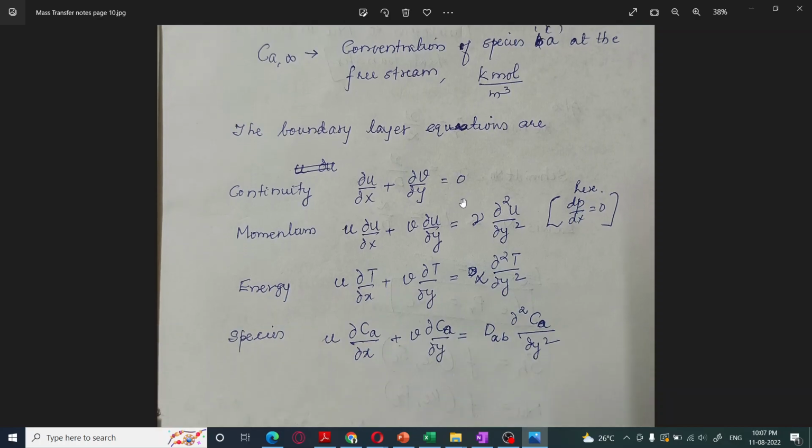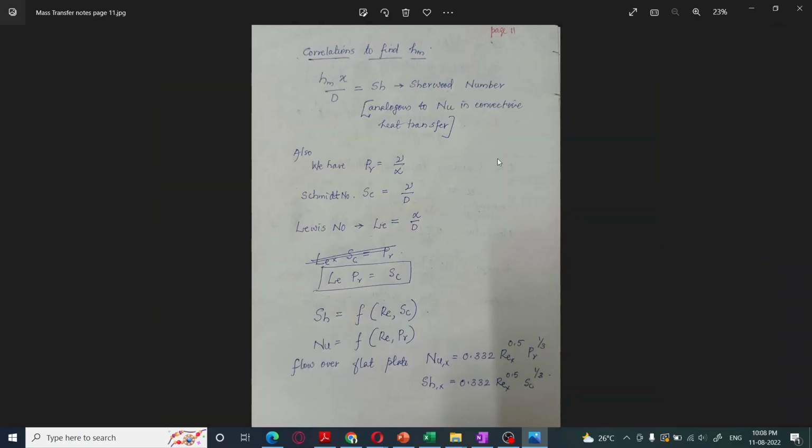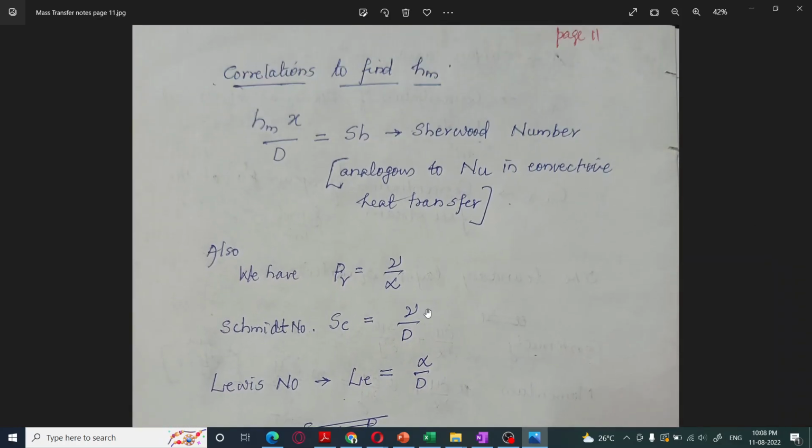Now we can have the boundary layer equations. Suppose we have mass transfer also there in a flow field. We can write the continuity equation inside the boundary layer, the momentum equation, only x momentum will be there, the energy equation and the species equation. The species equation can be written in the same way: u into dou C_A by dou x plus v into dou C_A by dou y is equal to D_AB into dou square C_A by dou y square. Not elaborating much on that.